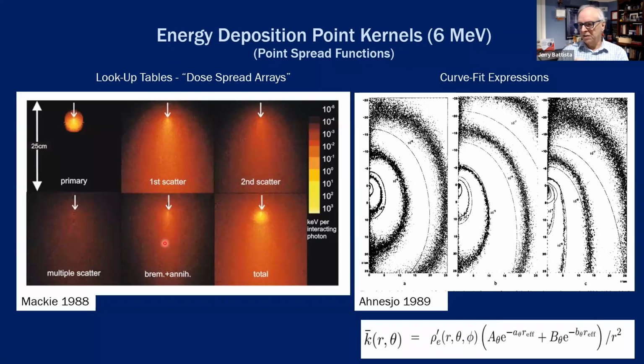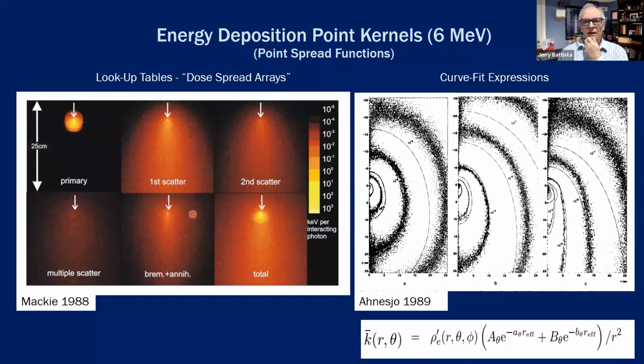Bremsstrahlung and annihilation are the radiative particles that I talked about earlier, and they can be quite bright because they're generated from here, for example. The Bremsstrahlung produces these. And then the total is the sum of all of these. The hot spot is the electrons near the interaction point, and the rest are scattered radiations further away. These were first published, and they were called dose spread arrays, and they were lookup tables, and they're available.